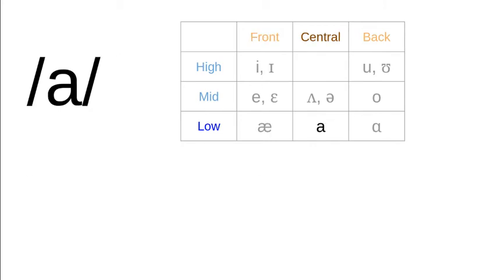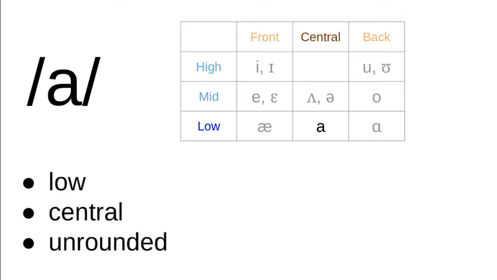Okay. Next we have the ah sound, and this is represented by the regular lowercase a character. This represents a low, central, unrounded vowel. So it's different from æ in that it's central. The tongue is a little bit further back. It's not right at the front.